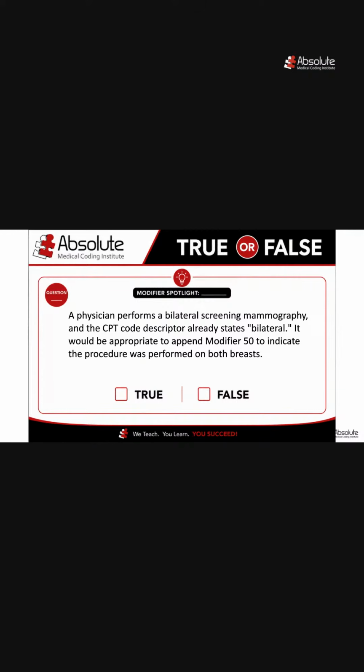Okay, and you all read that very well. The answer is false. Here's why. When the code descriptor indicates bilateral or the word mammographies in that code descriptor, then no modifier 50 is necessary. That would be overcoding.